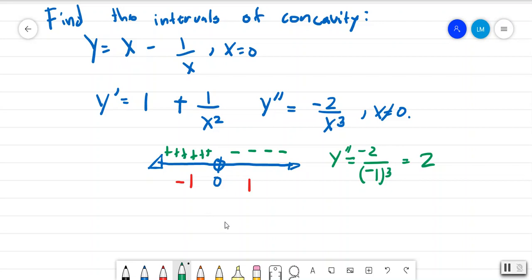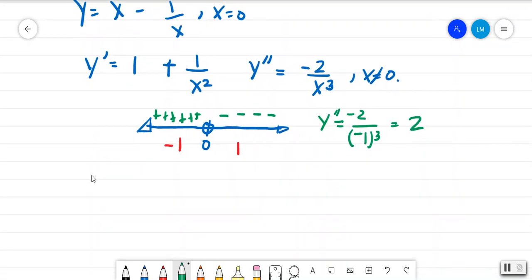Okay, so this tells us that we don't have an inflection point, but we do have that this equation is going to be concave up. So we have that it's concave up from negative infinity to 0, and then it's concave down from 0 to infinity.